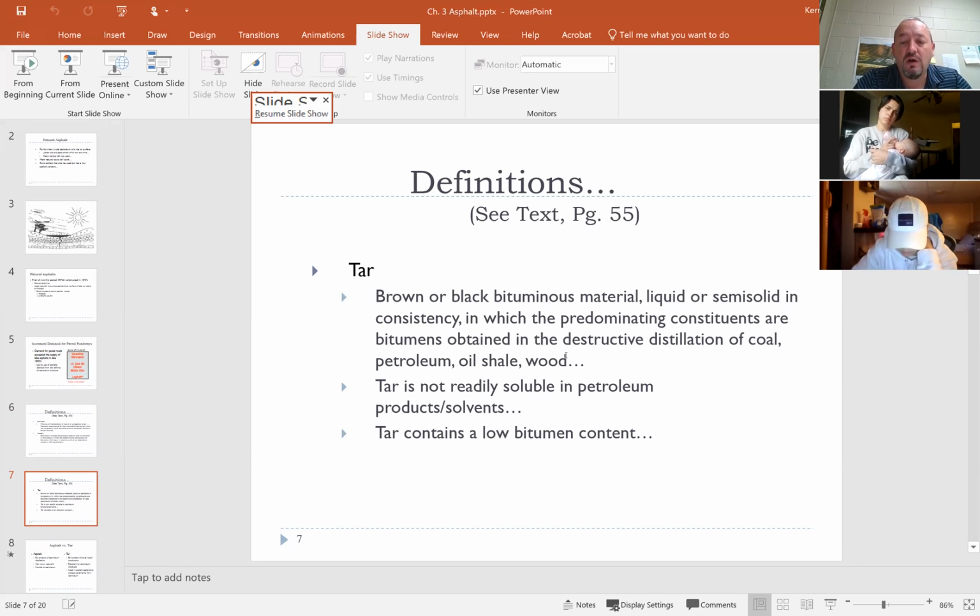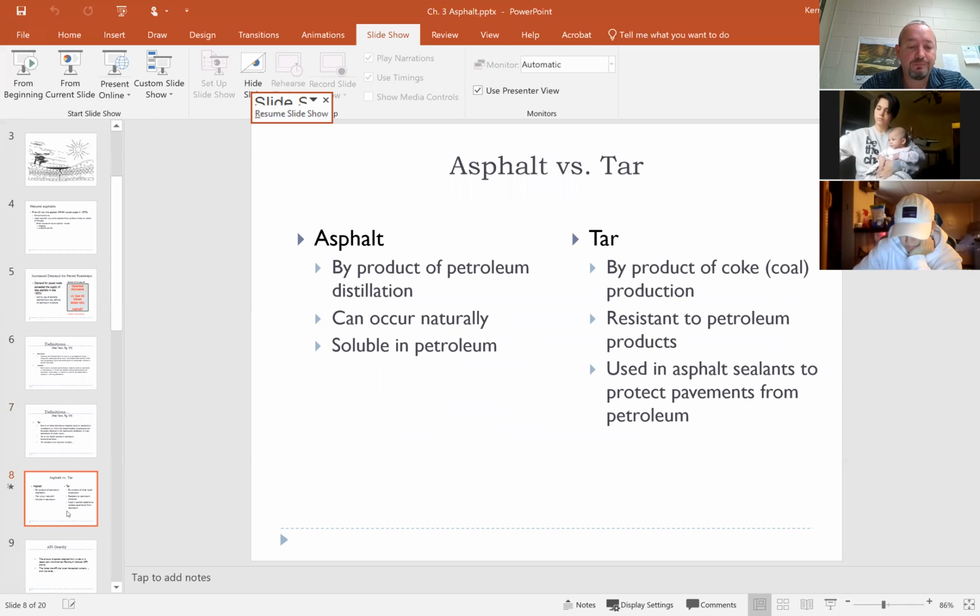Now, here's the difference. Tar doesn't come from the production of crude oil like asphalt and gasoline does, but it's basically obtained from the destructive distillation of coal. One of the differences, like a practical difference, is that tar is not readily soluble in, say, gas. So if you got tar on your hand, it wouldn't come off, at least easily, with gas to clean up. But if people get asphalt on their hand, they can put a little gas and it's very soluble in gas and it'll clean it up. Tar actually contains a very low bitumen content, and asphalt would be relatively higher.